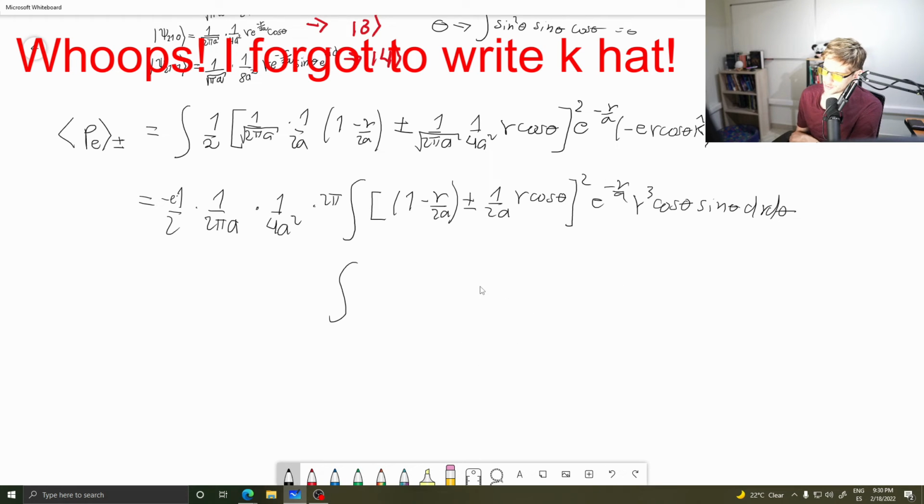What about the third term, the one we get from squaring this one? In that case, we get r squared cosine squared of theta over 4a squared times everything else. So there's another r cubed cosine theta sine theta dr d theta. But here we have the integral of cosine cubed sine theta, another integral we have seen like 10 times. This is 0.